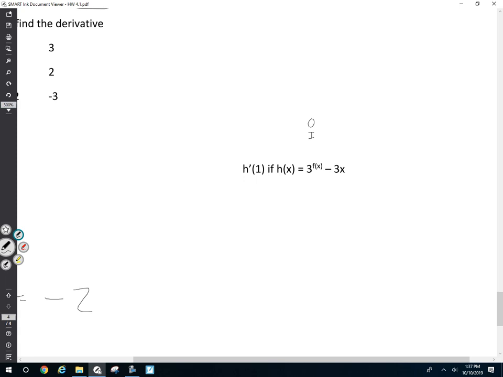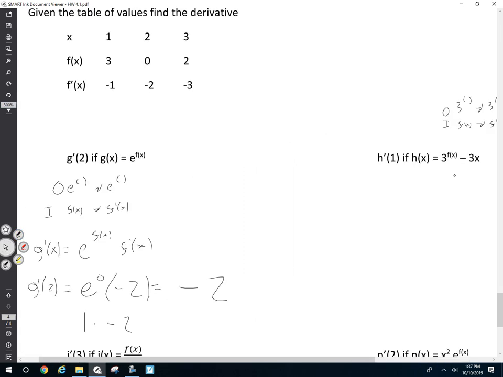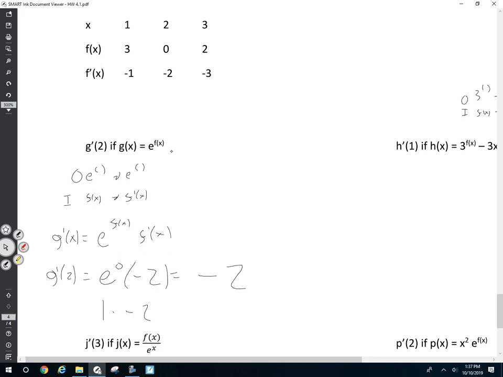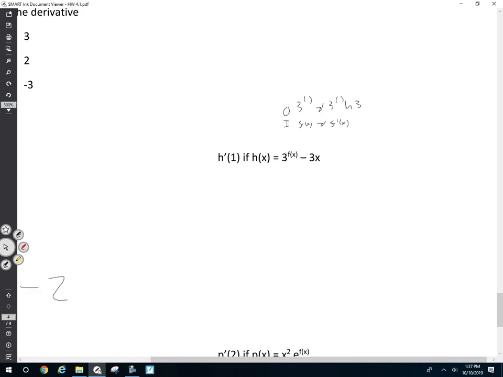Outside, inside. 3 to the power f of x. 3 to the power log 3 f prime of x. Okay? It's important to do that. Just like it's important to understand the inside is f of x, you got to multiply by the derivative. So h prime of x is equal to 3 to the f of x log 3 times f prime of x. That's the derivative of this, minus the derivative of 3x, which is 3.